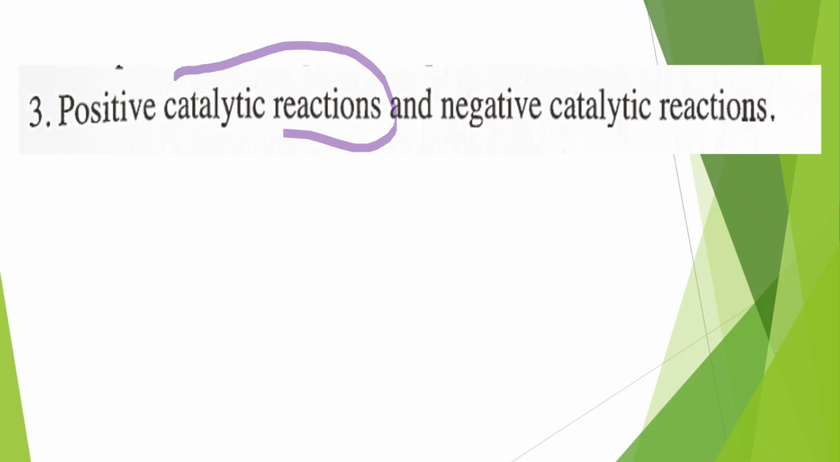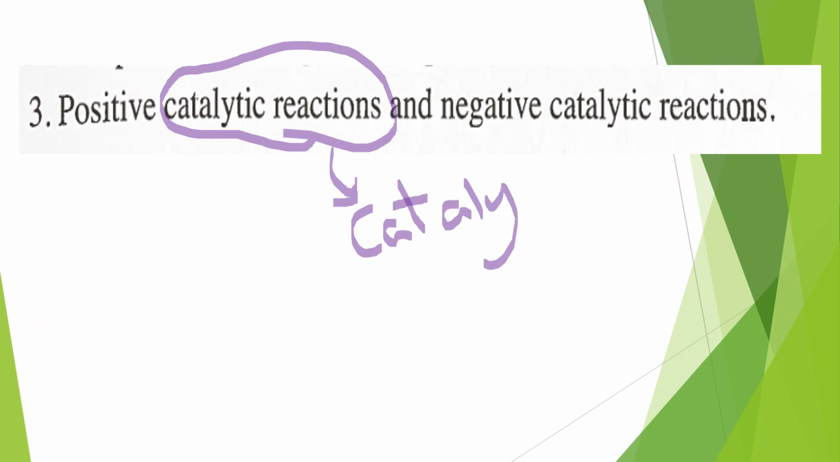Okay, let's define the catalytic reaction. What is meant by catalytic reaction? A catalytic reaction is a chemical reaction in which we use a catalyst. This catalyst can speed up the reaction or slow down the reaction. The positive catalytic reaction is the reaction at which the catalyst can increase the speed. And the negative catalytic reaction is the reaction at which the catalyst can decrease the speed of the reaction.